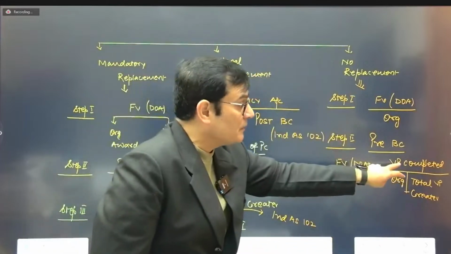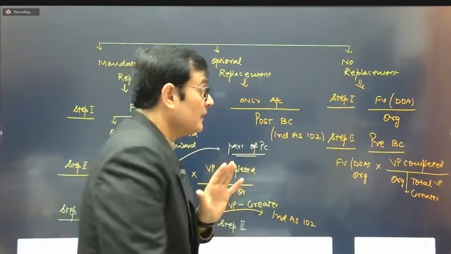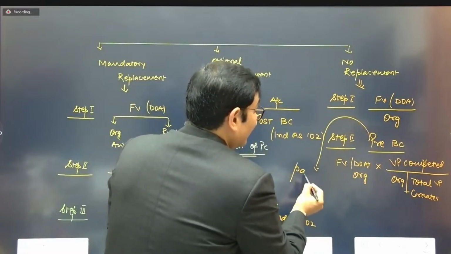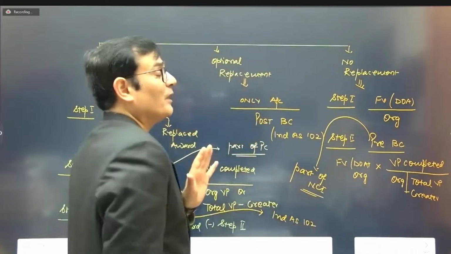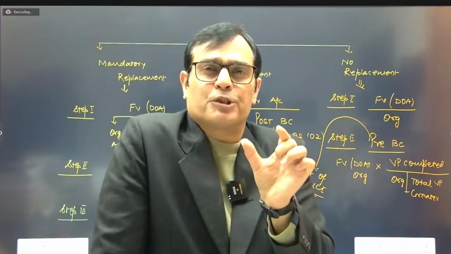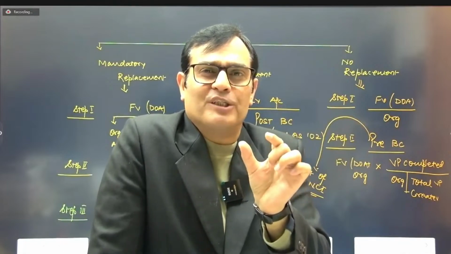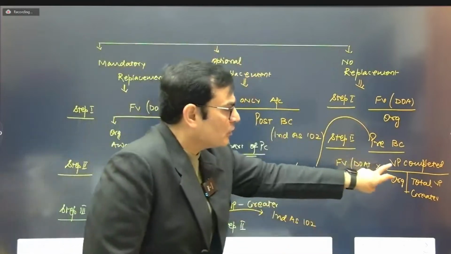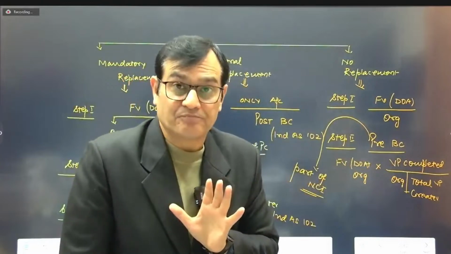So we're going to consider the vesting period completed upon original or total, whichever is greater. Now, this portion, which is pre-business combination, is going to be taken as a part of NCI, because ultimately, these are the shares which will go to the outsiders and they become potential ordinary shares, increasing the value of NCI. So this pre-business combination portion is going to be taken as a part of the NCI itself.